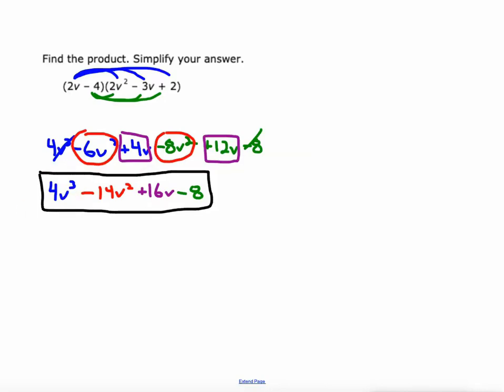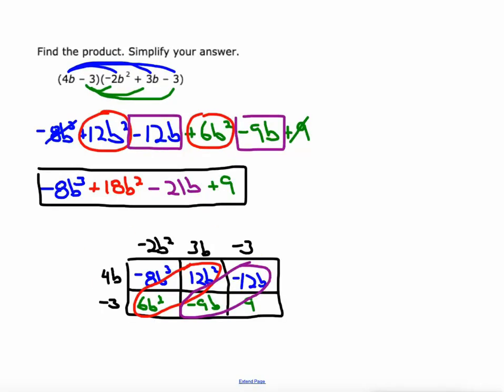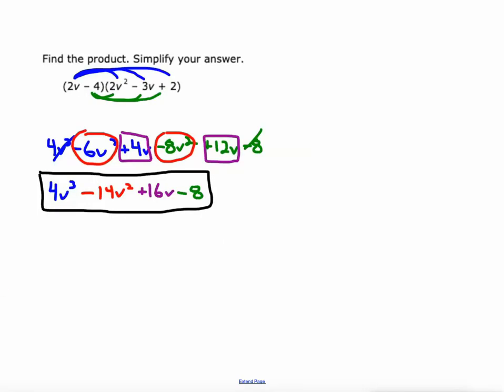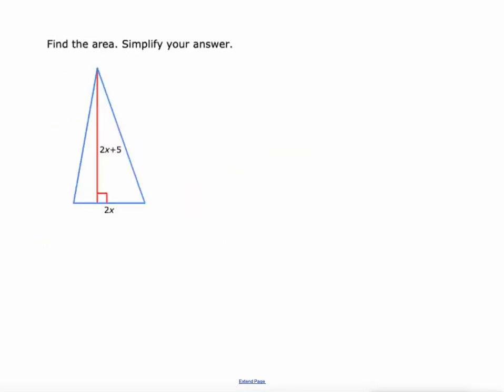It can also be done with a rectangle. For sake of time, I'm not going to do that, but like a rectangle diagram here, we could do that same thing. All right, and then this last one here, we're going to figure out the area of this triangle. So area of a triangle is 1/2 the base times the height. So we'll do 1/2. The base is 2x, and the height is 2x plus 5.